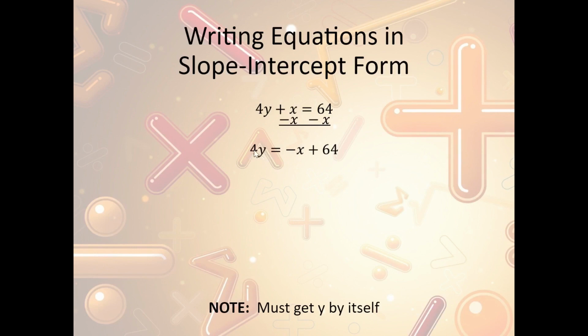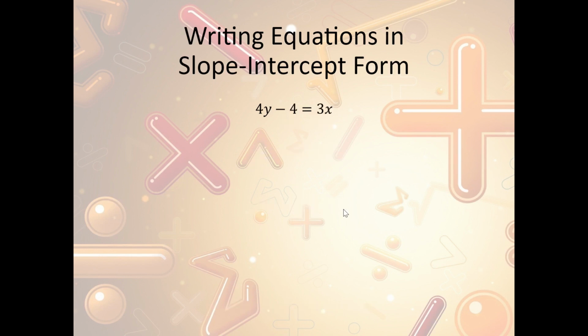Now I need to get rid of this 4. The 4 is being multiplied by y. So I'm going to undo it by dividing both sides by 4. And 4 divided by 4 is just 1, so that's 1y, which is what I want. And now I have -x, which is really -1x, divided by 4, and 64 divided by 4. Well, -1 divided by 4, I can't actually do that, so I'm just going to leave it as a fraction. So that stays as -1/4 x. And 64 divided by 4 is 16. So I'm left with y equals -1/4 x plus 16.